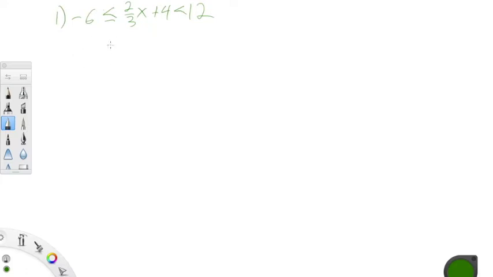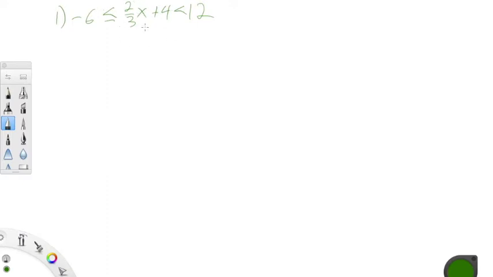This is a problem that we started in class but didn't have time to finish. Negative 6 is less than or equal to 2/3 x plus 4 is less than 12. Like I've said before, we could break this up into two simple inequalities. We need the 2/3 x plus 4 for both, though.